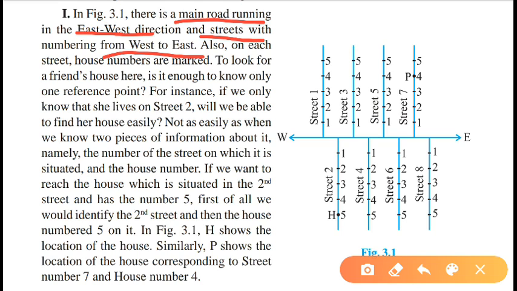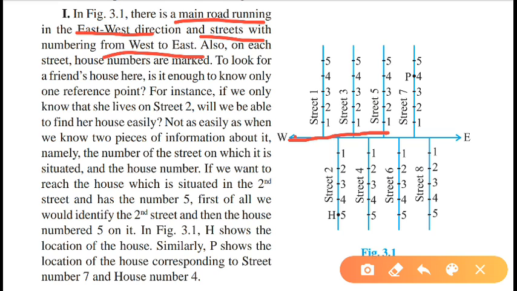The house is not known to us. The street number is being provided to us. Suppose your friend is living on street number 5. House number is not provided to you. Can you locate the house of your friend? Let's see. So starting from the west, you reach street number 5. Now on reaching street number 5, which house number we don't know, so we are not able to locate the house of the friend.